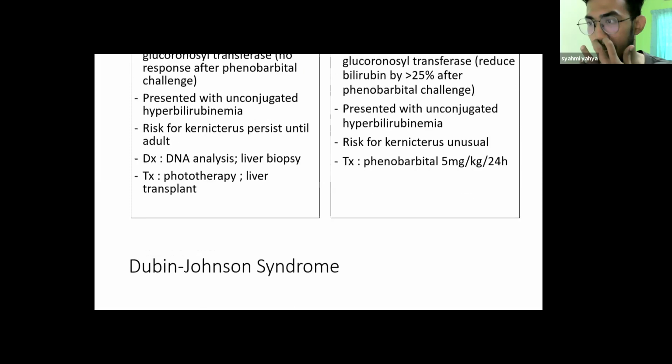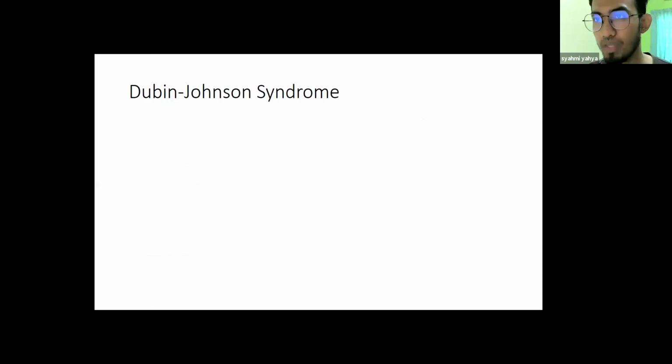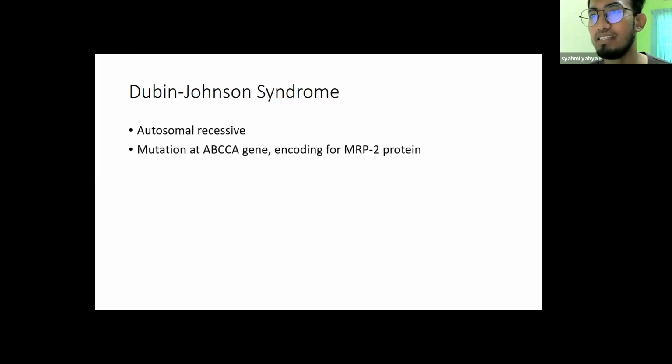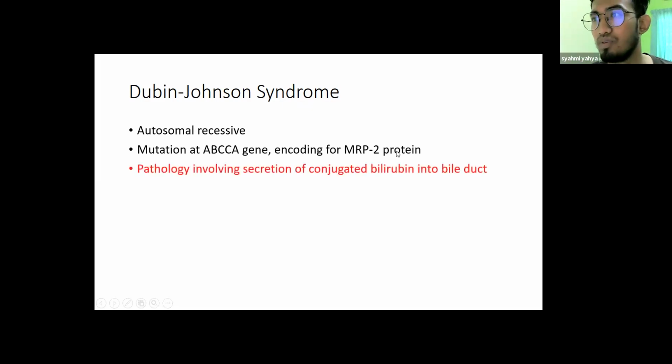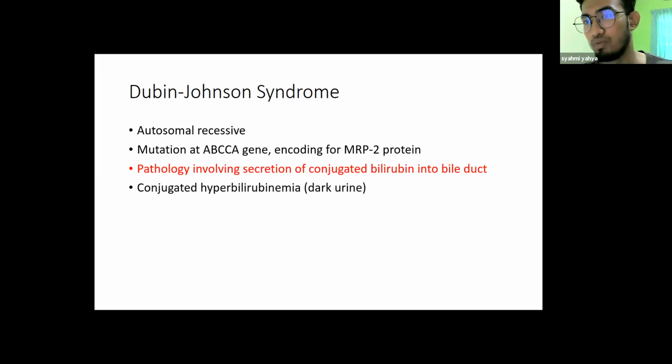For Dubin-Johnson, the problem is also autosomal recessive. There is a mutation in the ABCC2 gene encoding for MRP2, multidrug resistance protein 2. This protein is actually responsible for secretion into the biliary tree. So what actually happened? It cannot be transported. So there is conjugated bilirubin, and the patient comes with conjugated hyperbilirubinemia.